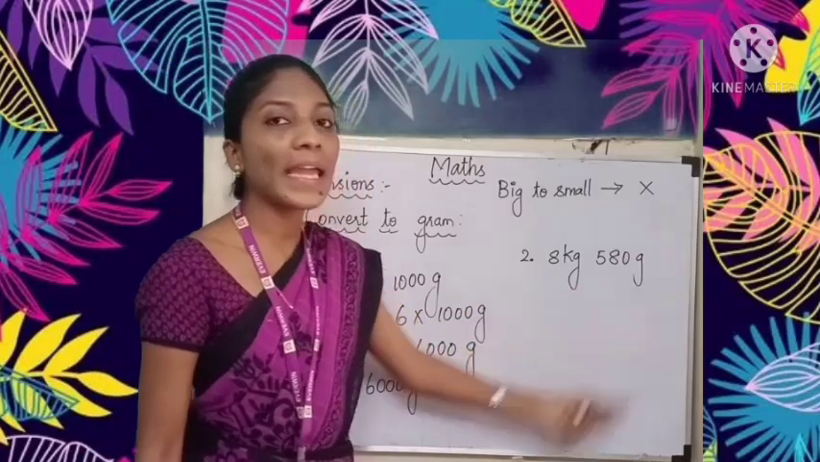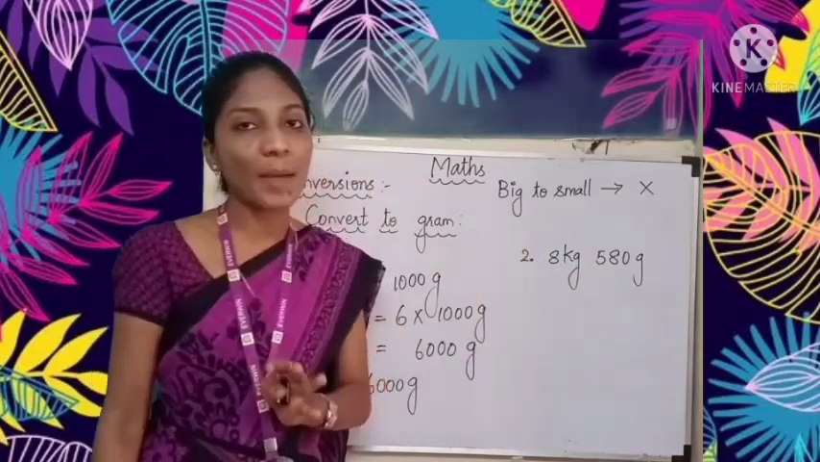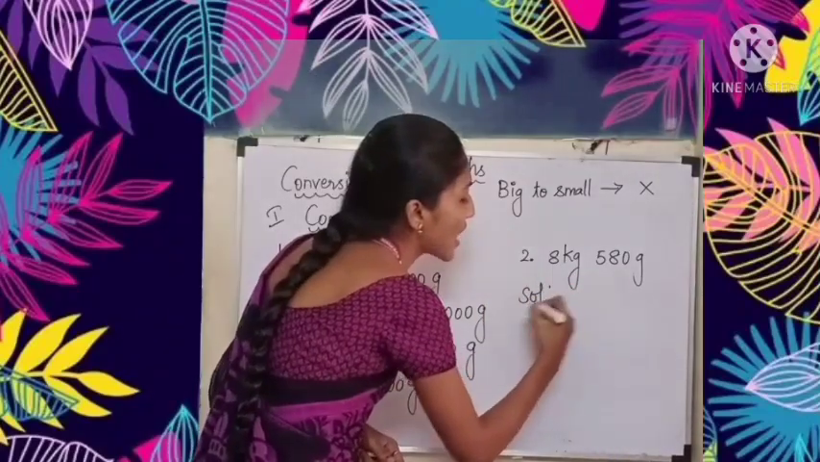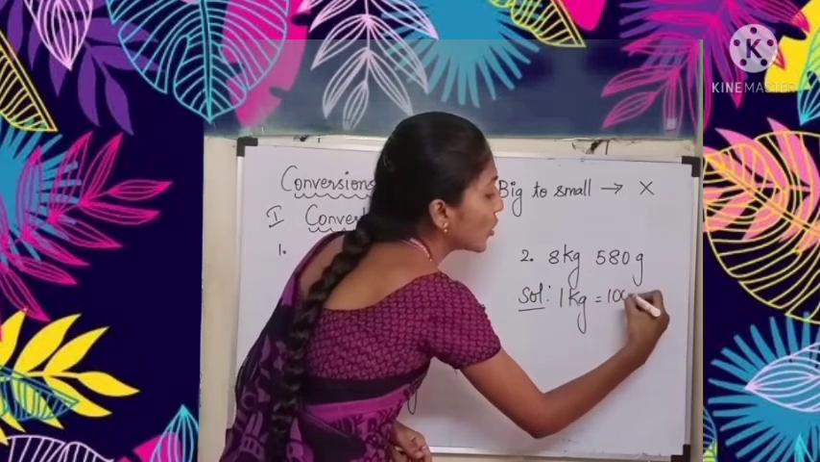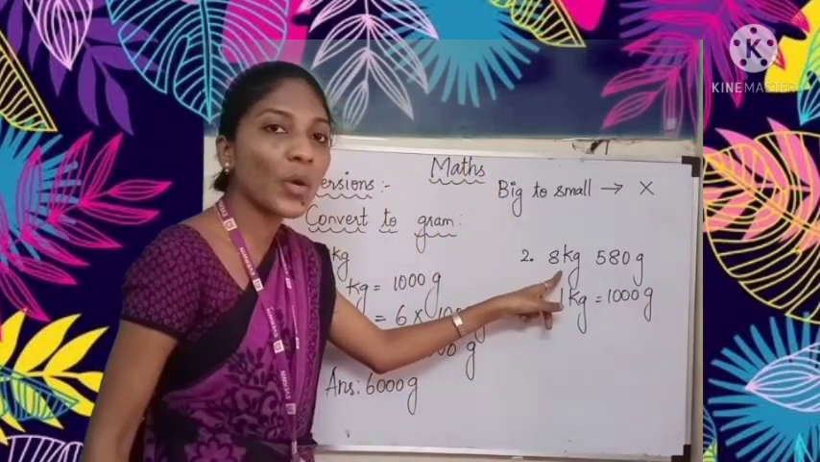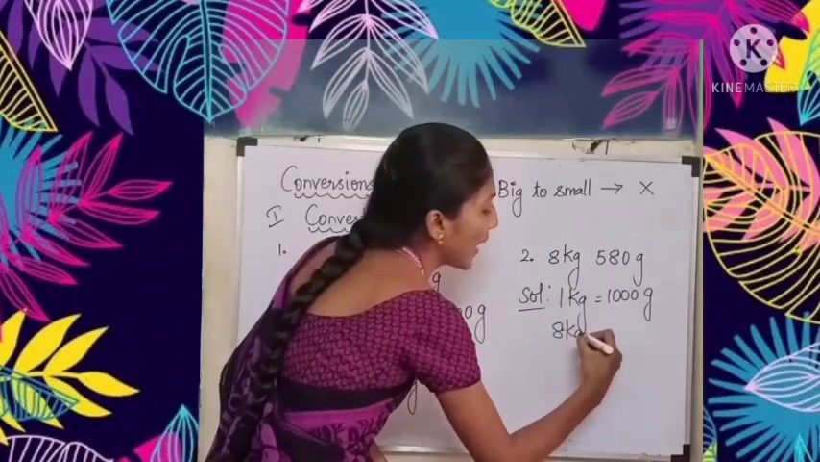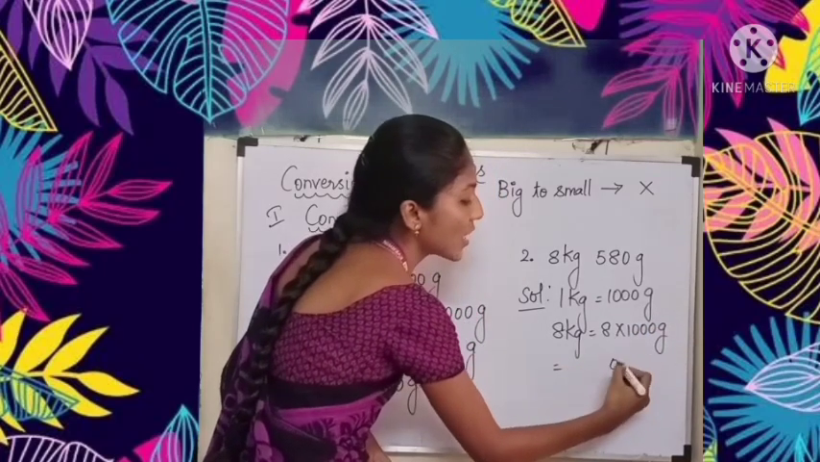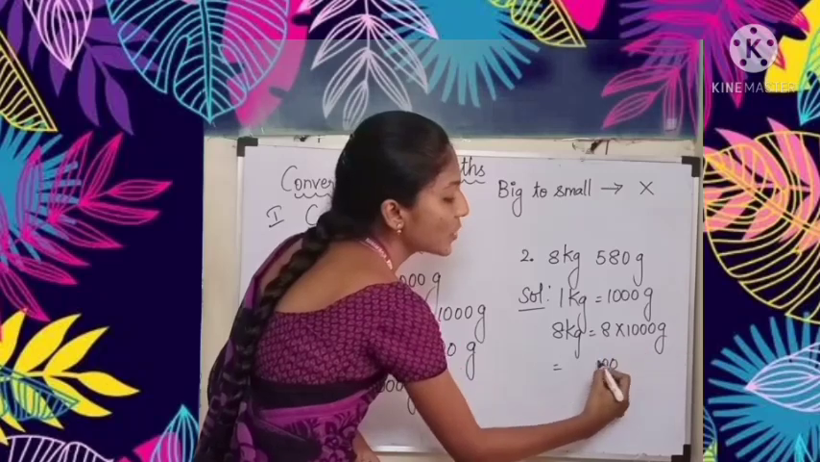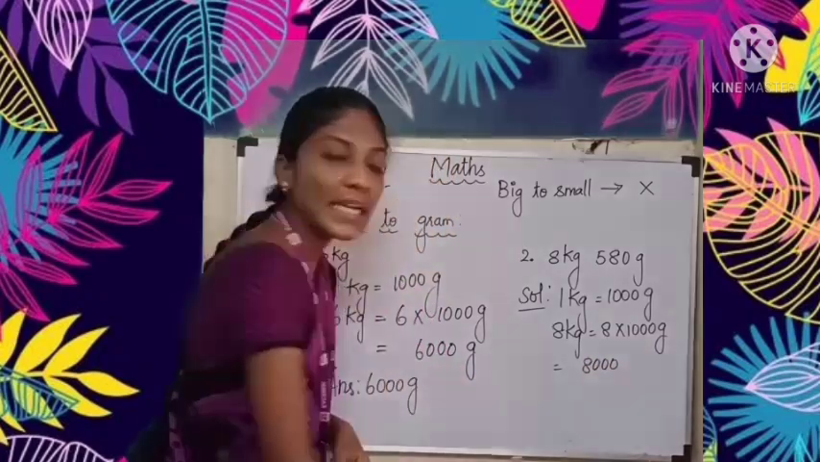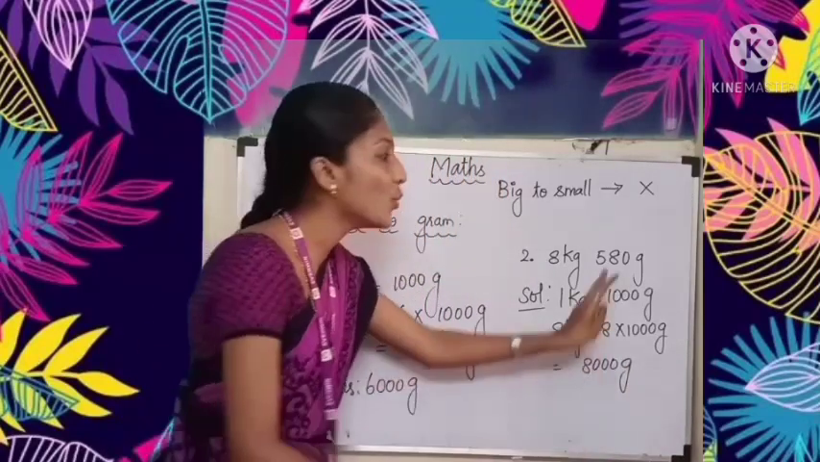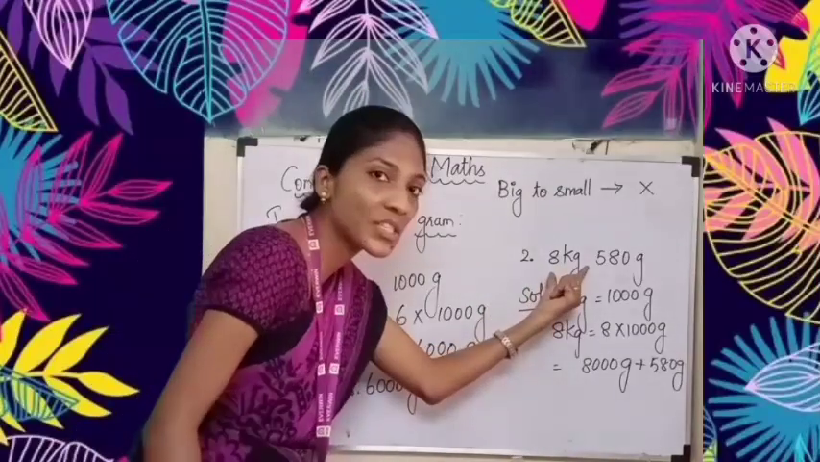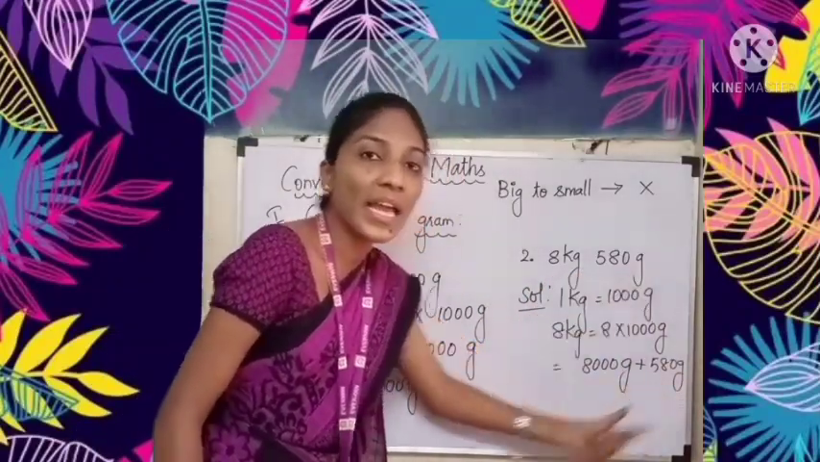8 kg 580 gram. It is already given in gram, so don't see this part first. First, we will convert this kg to gram. The first step is 1 kg is equal to 1000 gram. What is given in the question? 8 kg. 8 kg is equal to 8 into 1000 gram. So, 8 ones are 8, 8000 gram. Plus you need to add 580 gram. After converting the kg, you need to add this 580 gram.